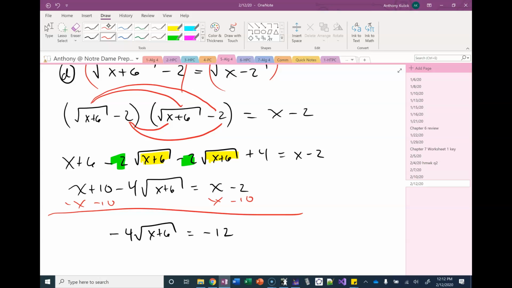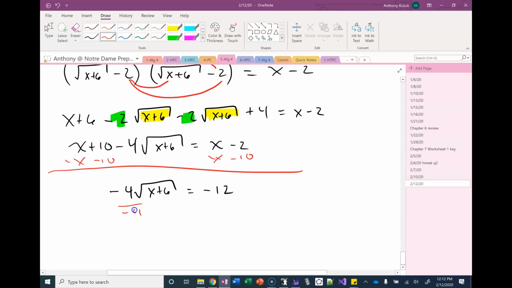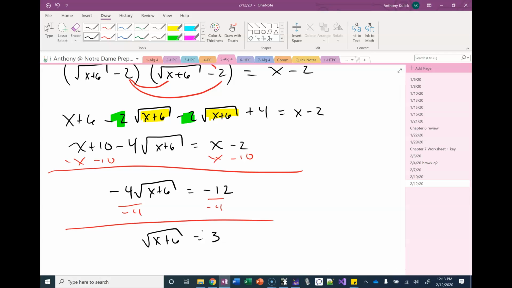Well, we don't have the square root by itself, right? So what should we do next? Yeah, divide by the negative 4. And now when the square root is all by itself, it is equal to a positive, and everything is fine, right? You see the distinction there, Caden? So until the square root is by itself, you can't say beans about whether it's negative or not. Okay. Now what?